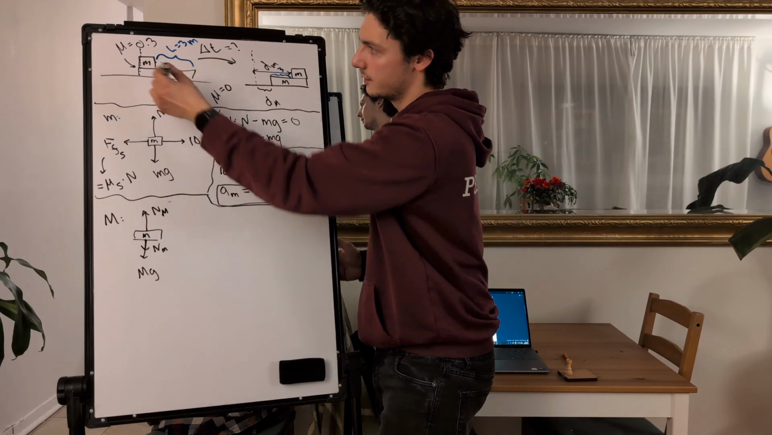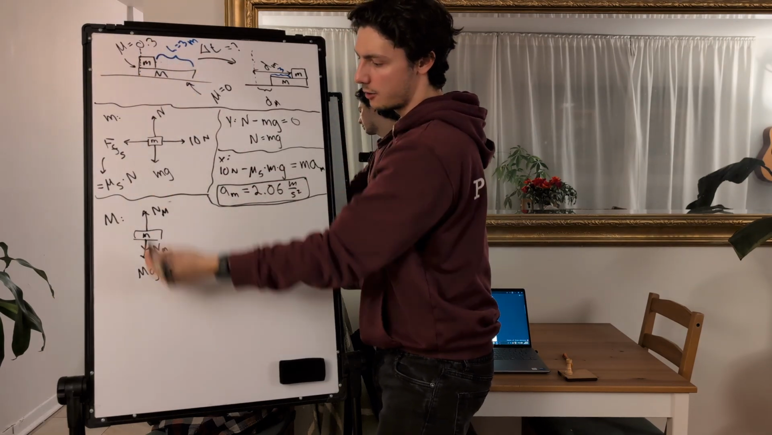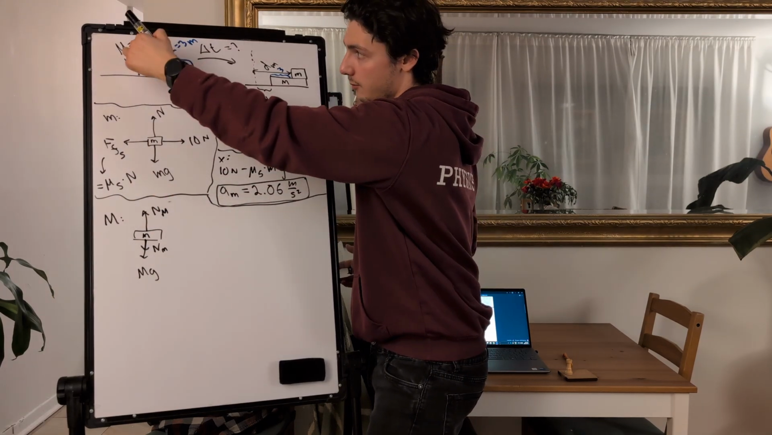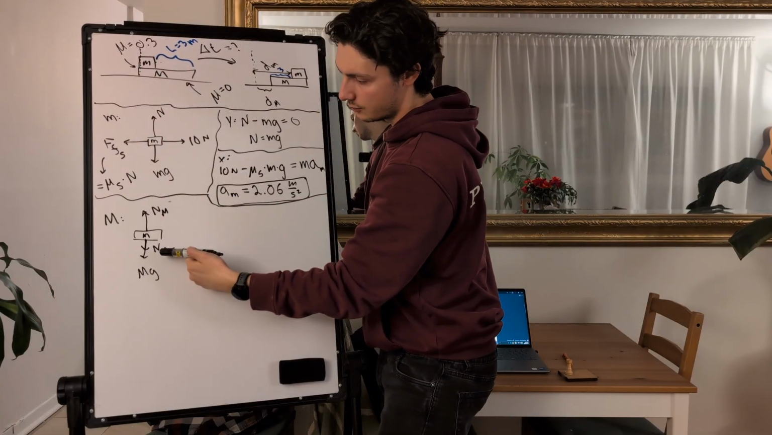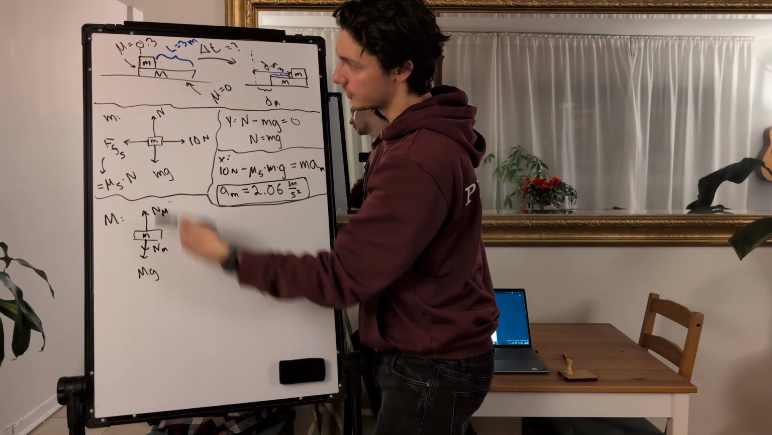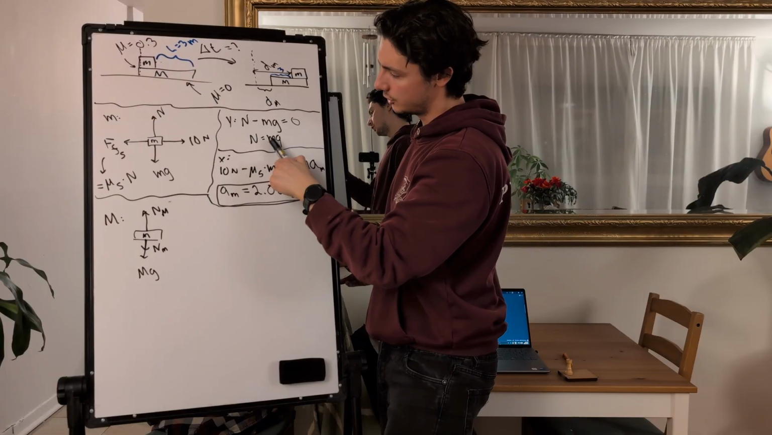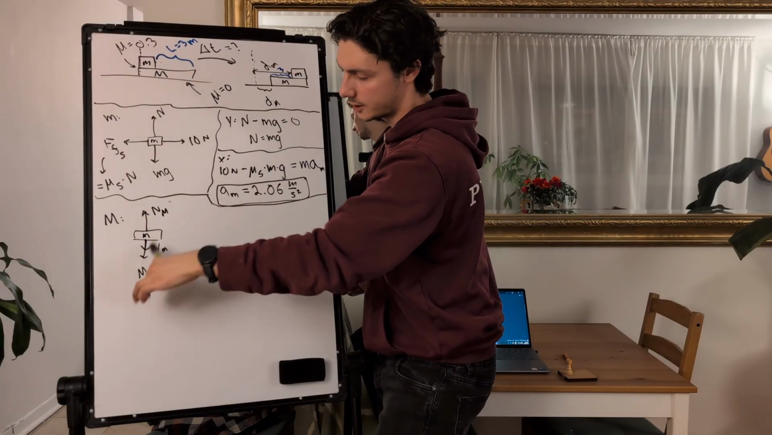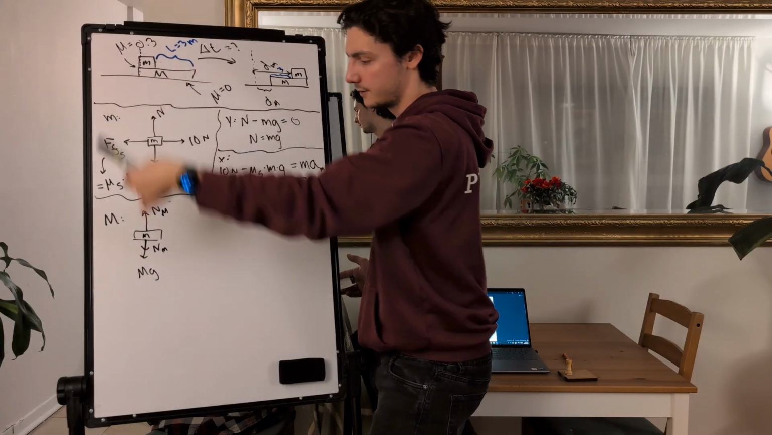Just look at this block, right? This block is here. It's being pulled down by its mass, but it's also being pushed down by the mass of this tiny block here. And we saw that this normal force of the top block is exactly equal to mg. So I can just put this mg here. This block is being pulled down by its own mass and the mass of this block.